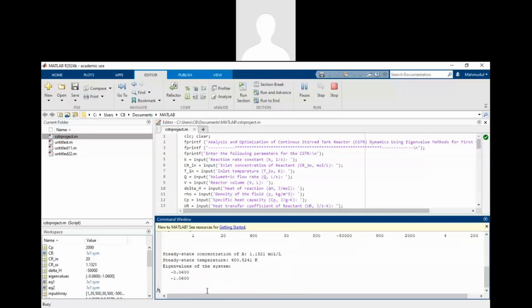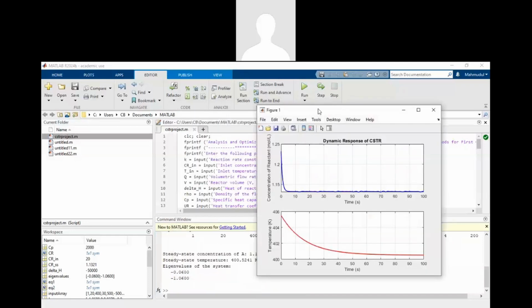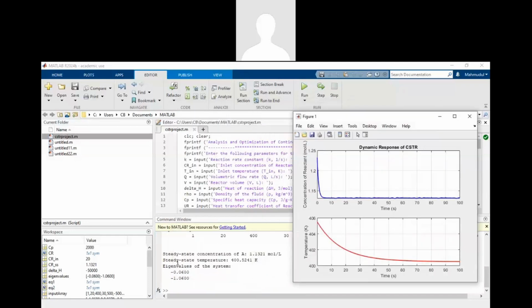So under these reactor parameters, we observe that the model produces a steady state concentration of the reactor as 1.1321 mole per liter and a steady state temperature as 400.5241 Kelvin. And the eigenvalues of the system: the eigenvalue associated with the concentration of the reactant is negative 0.06, and the eigenvalue associated with the temperature is negative 1.06.